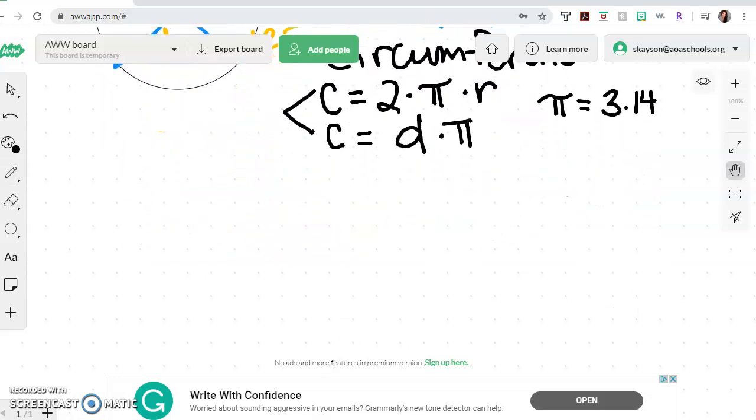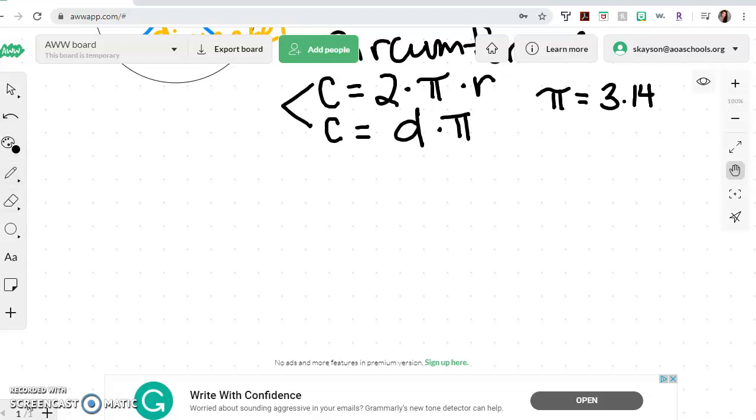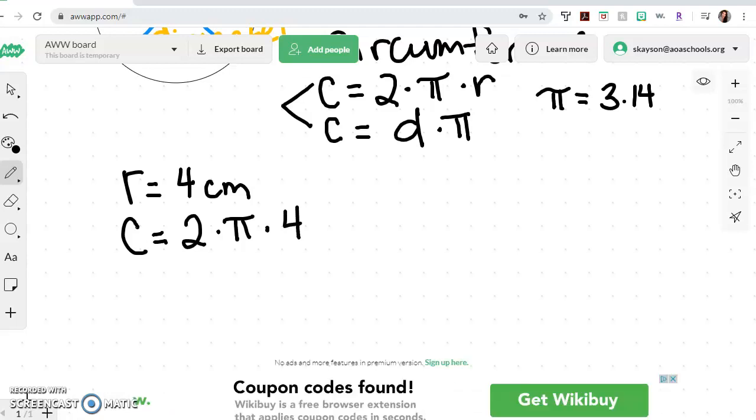Let's go ahead and do a couple examples. Okay, so let's say I have a circle where the radius is equal to 4 centimeters. That means halfway across the circle is 4, but I can use this r value to calculate the circumference. So to calculate the circumference, I use C equals 2 times pi times my radius, and in this case it's equal to 4. I know what 2 times 4 is, so I'm going to multiply those first. 2 times 4 is 8. Then I'm going to multiply by pi.